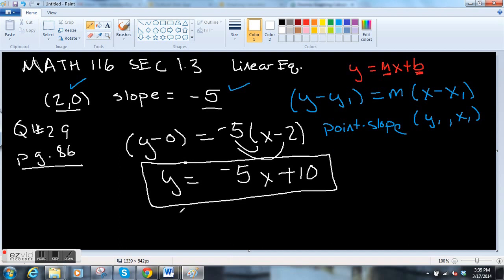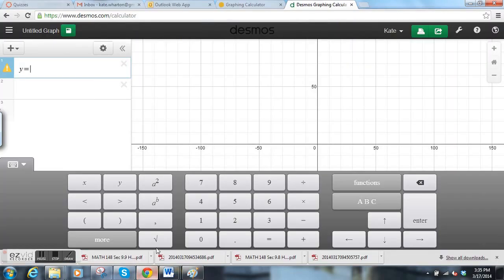So the next part says graph it. It says write the equation and graph it. So I'm going to graph it using this fancy graphing app. I found another graphing app. And so here it is. We have y equals -5x. Look at it. Do you see how it does that thing?